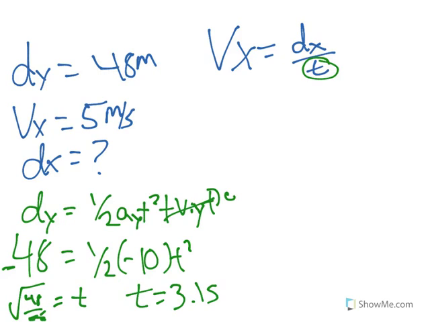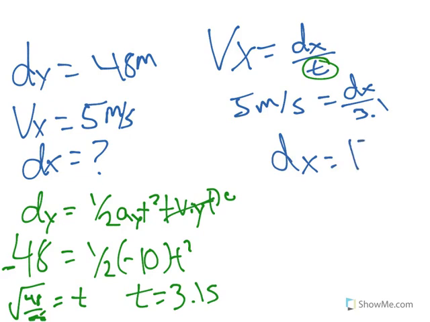So we're going to come back up here and plug it into this formula. We know 5 meters per second, dx is unknown, and now we know the time is 3.1. So we multiply, and 5 times 3.1 is 15.5. So dx then equals 15.5. It would be a horrible idea to stand at 15.5 meters away from that building, because that is where the bowling ball is going to land.